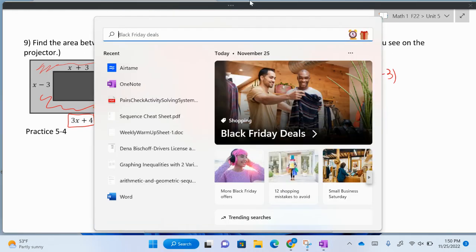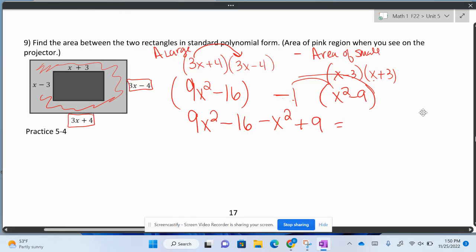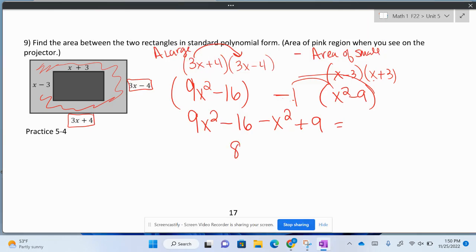9x squared, whoops, sorry about that. 9x squared minus x squared is 8x squared, and a negative 16 and a positive 9 become a negative 7. So this is the area of that pink region.